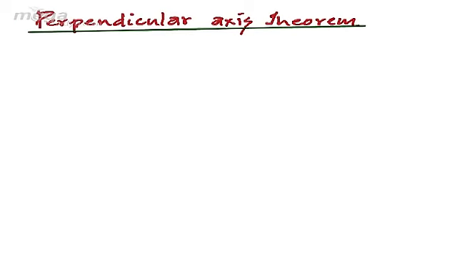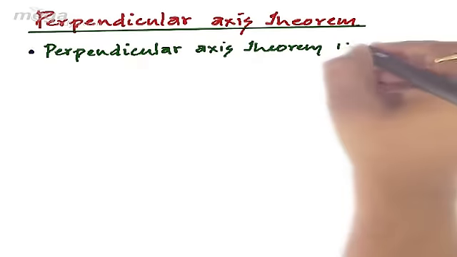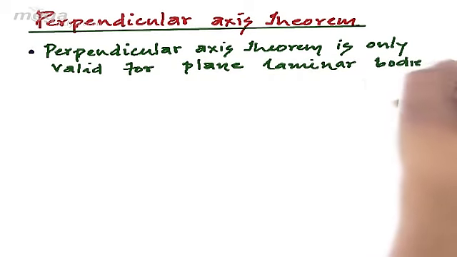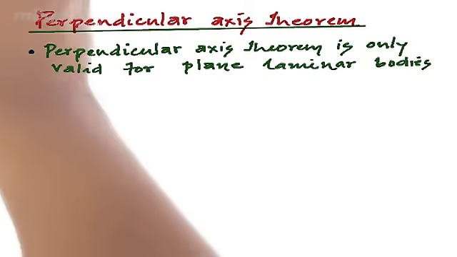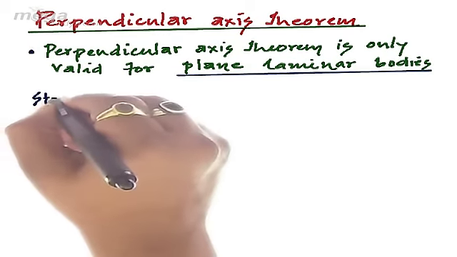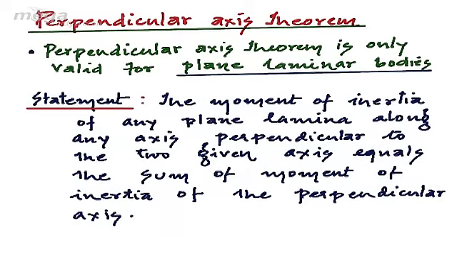Before knowing the statement of the perpendicular axis theorem, the first thing to keep in mind is that the perpendicular axis theorem is only valid for plane laminar bodies. Basically, plane laminar bodies means two-dimensional bodies having no thickness at all. Now let's see the statement of the perpendicular axis theorem. According to the perpendicular axis theorem, the moment of inertia of any plane laminar body along any axis perpendicular to the plane equals the sum of the moments of inertia along the two perpendicular axes in the plane.